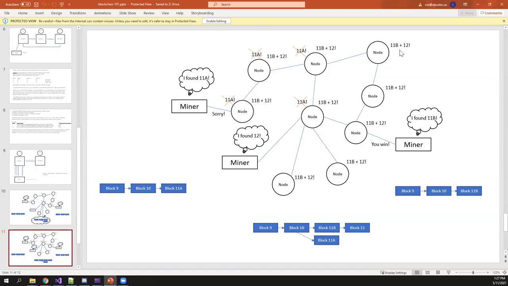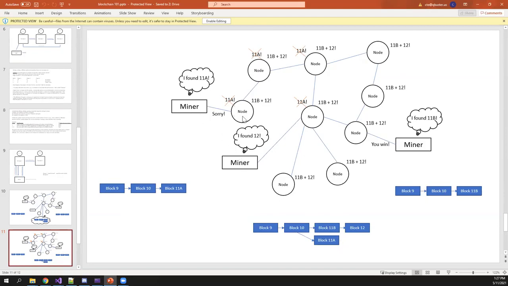Same, right? Over here, well, I took 11B. I never heard about 11A. So, yep, I'm taking that one. I'm taking that one. These two guys never really participated, so they just know that there's a new block. And then everybody starts building on top of block 12, right? Everybody agrees that that's the new chain. 11A got basically thrown away.